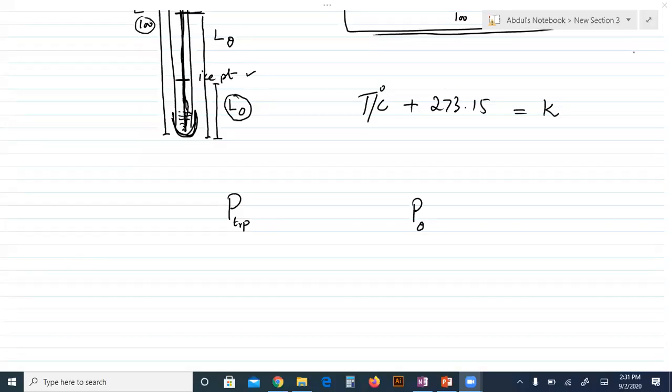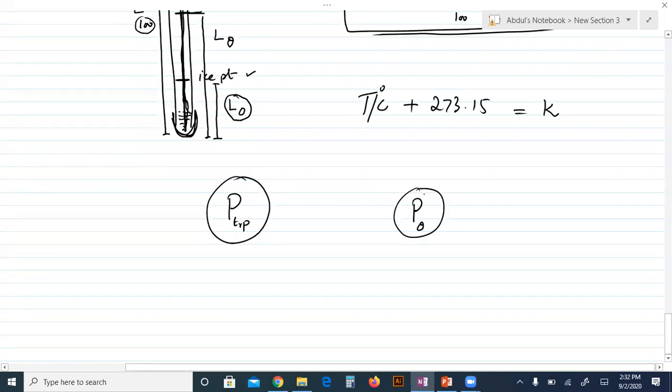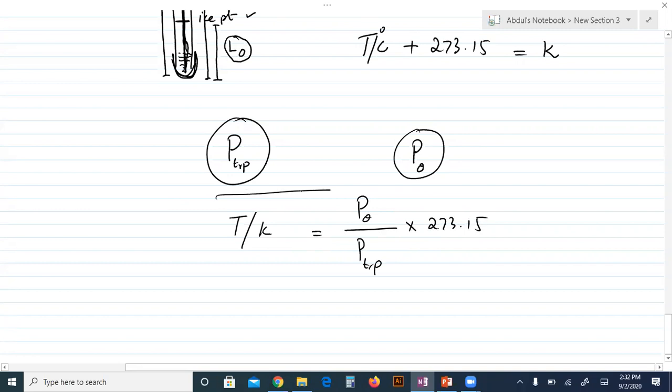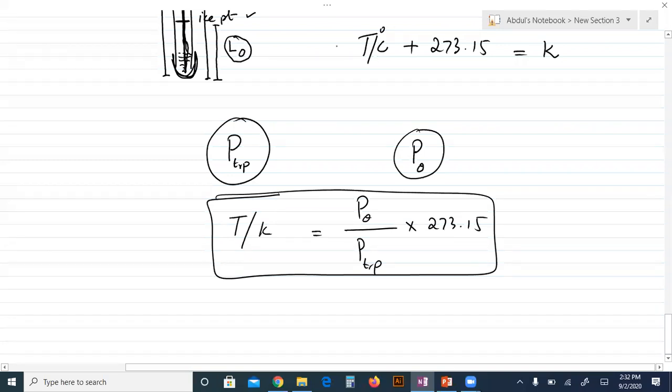So this is the pressure at the triple point, and this is P theta, the pressure at the required temperature. Then the temperature in Kelvin can be written as the pressure at the required temperature divided by the pressure at the triple point, times 273.15. So this is another formula for the temperature in Kelvin. The first one is this, and this is the second one.